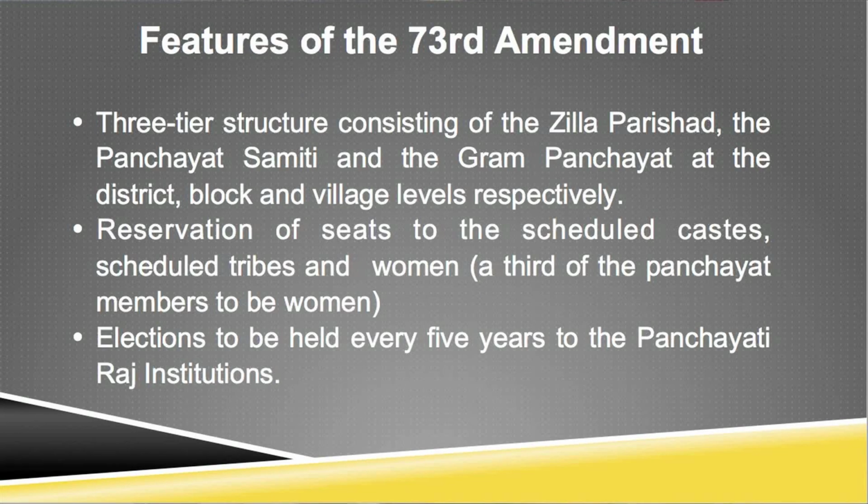Features of the 73rd Amendment. Number 1, a three-tier structure consisting of Zila Parishad, the Panchayat Samiti and the Gram Panchayat at the district, block and the village level respectively. Number 2, reservation of seats for the scheduled castes, scheduled tribes and women, with a third of the Panchayat members to be women. Number 3, elections to be held every 5 years to the Panchayati Raj institutions.